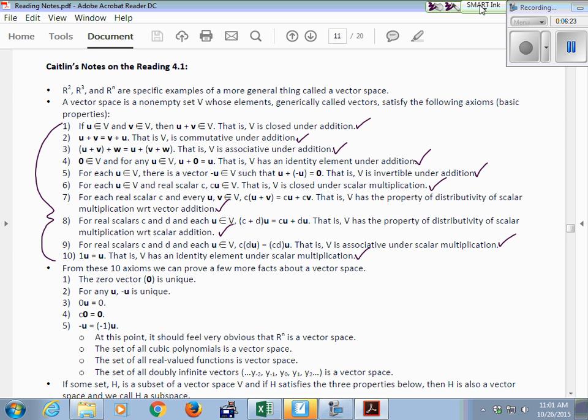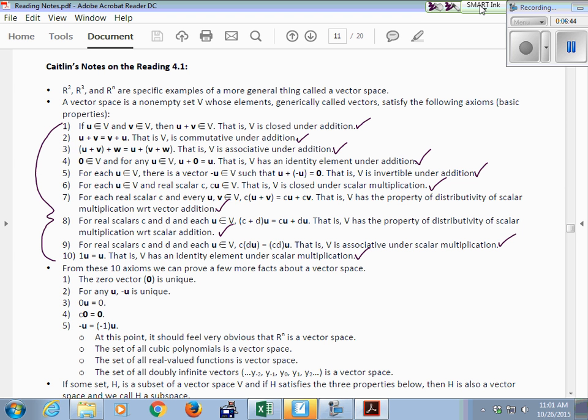Any set that you look at, you could prove it's a vector space by going through all 10 of these items and going check, check, check, check. Right? You have to check off all 10. And then from those 10, you can prove a few more facts. You don't have to show these are true to make it a vector space, but if you know it's a vector space, you know they're true.